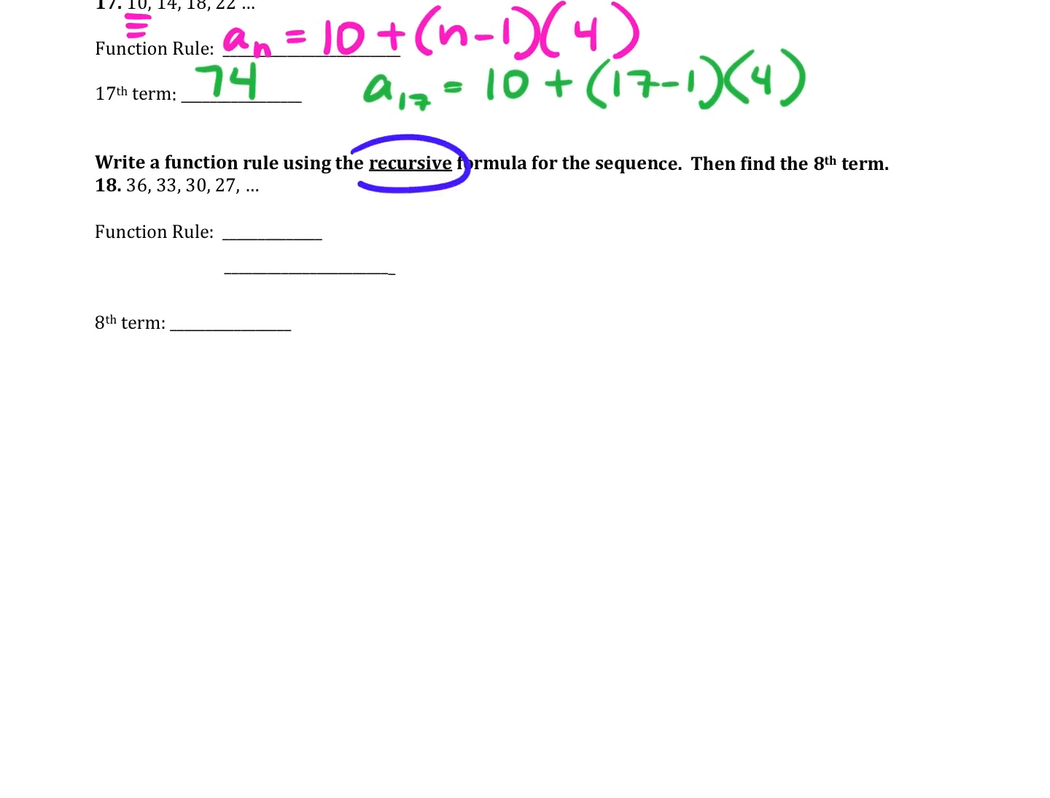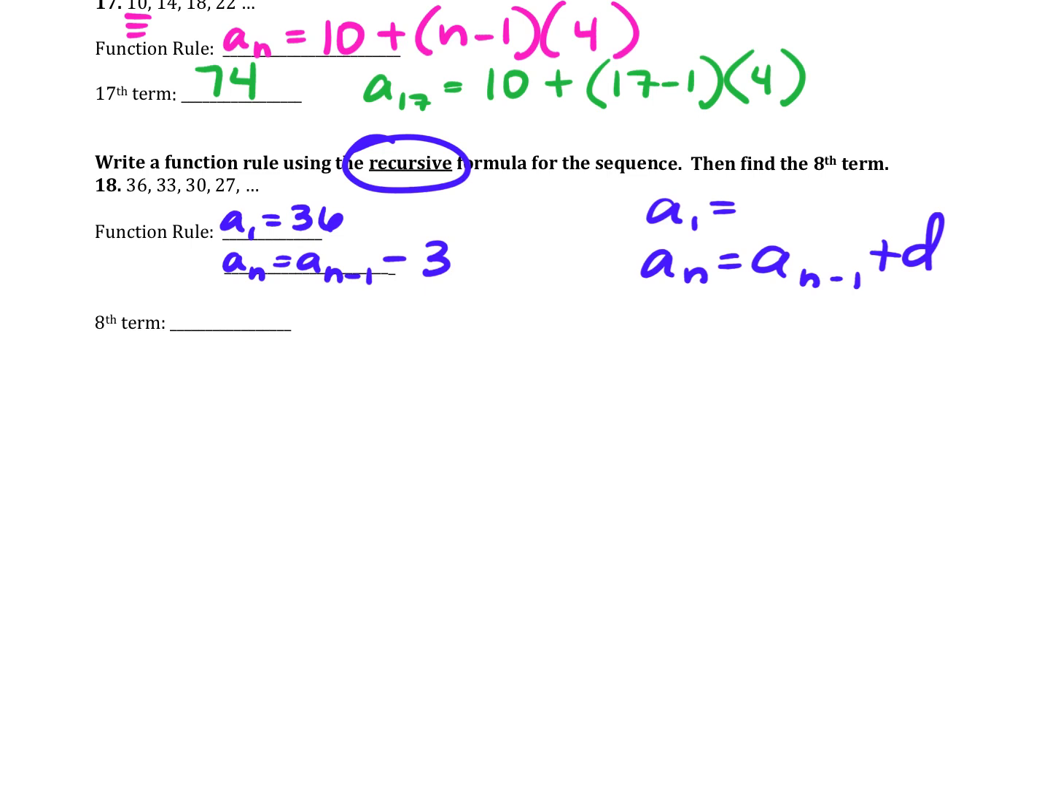Okay, last one, and then we're going to take this. This one asks for the recursive. The recursive formula is a sub 1 equals the first term, and a sub n equals a sub n minus 1 plus d. Okay, that is on the test for you. So you're going to say a sub 1 equals what? 36. And then a sub n equals a sub n minus 1 plus what? Minus 3. Plus a negative 3, so you can just write it as minus 3.